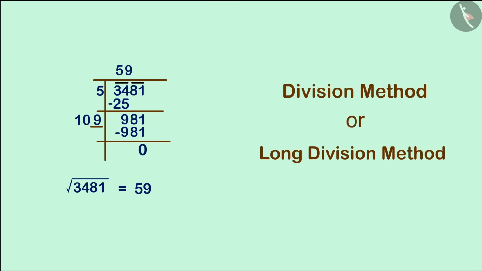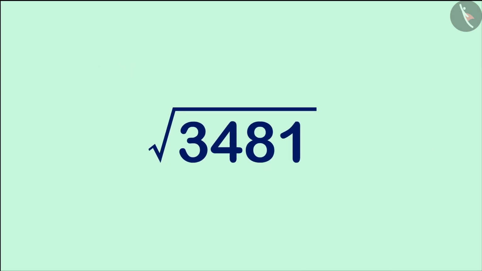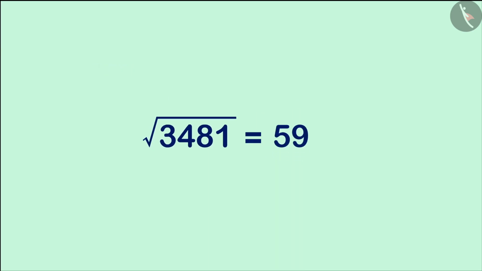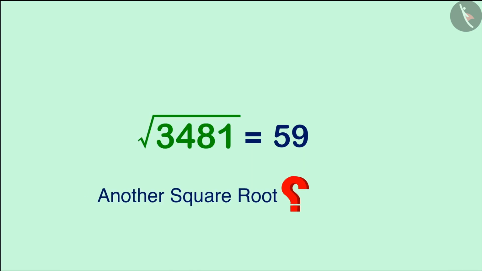This method of finding the square root is called the long division method. By this method, we will find the positive square root of a number. The positive square root of this number is 59. Can you give another square root of this number?